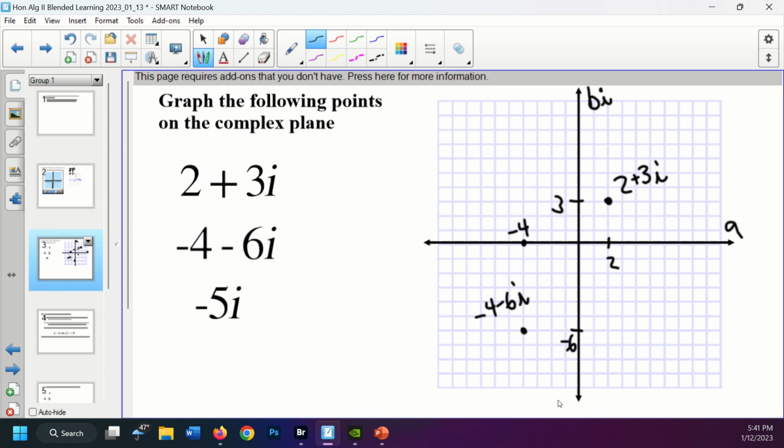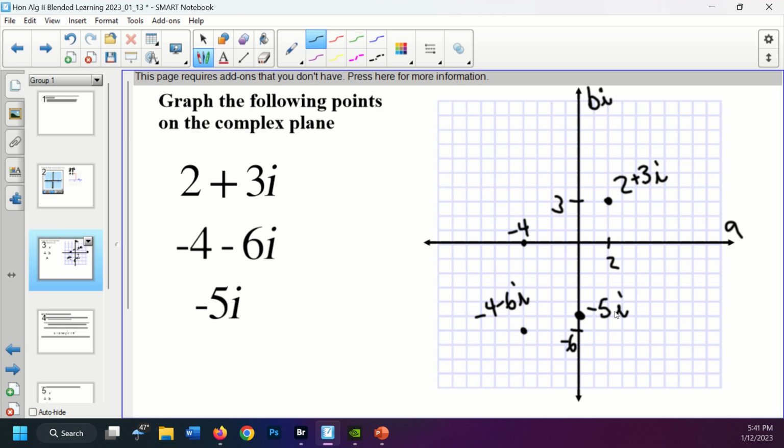Finally, our last point is just a pure imaginary number at negative 5i. If we have just a pure imaginary number, it will be graphed along our BI axis. In this case, this point right here is negative 5i.